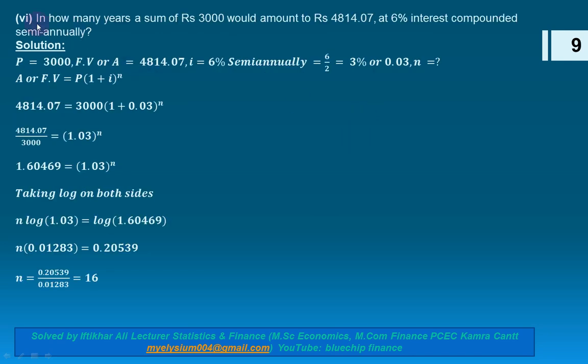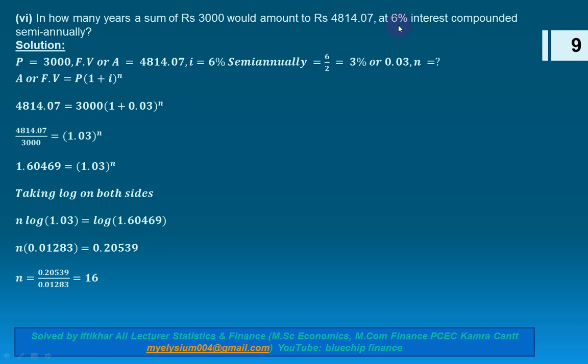Question number 6. In how many years a sum of rupees 3000 would amount to rupees 4814.07 at 6% interest compounded semi-annually? So it is the case of compound interest. N is missing. In how many years? N represents the time period, so N is missing. Sum of 3000 would amount to rupees 4814.07. So 3000 is the principal amount, and 4814.07 is the future value, and interest rate is 6% compounded semi-annually.